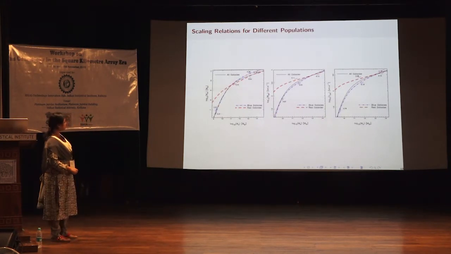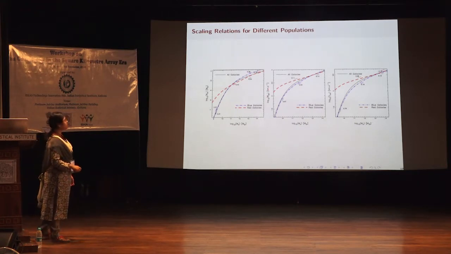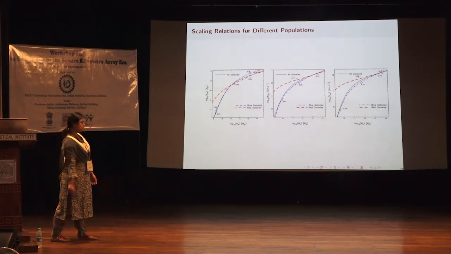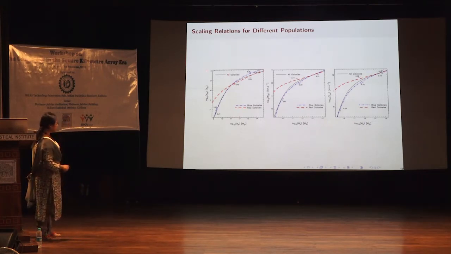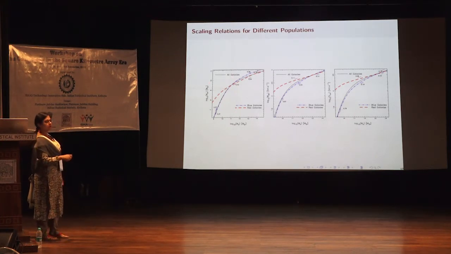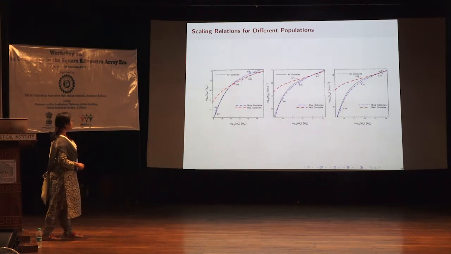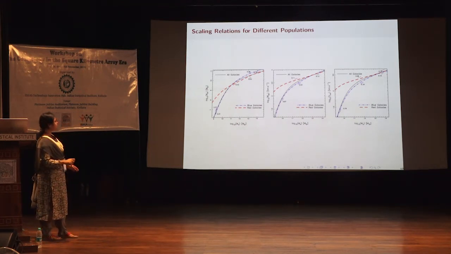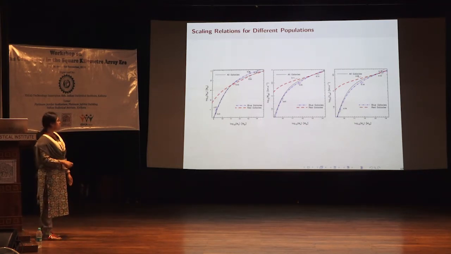So these are the scaling relations. The left side is the scaling relation for H1 mass and halo mass. Then this is W50 and halo mass, and this is rotational velocity and halo mass. What you can see here is that the gas-rich galaxies typically have similar scaling relations for red and blue populations, but in case of gas-poor galaxies, the relations are different.